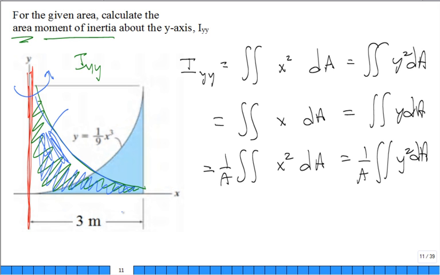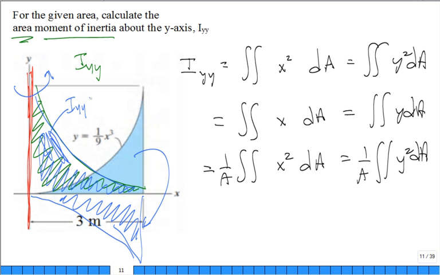Let's do this one. Take this one and flip it like that. So I just took this area and I flipped it over the x-axis. Will it have the same IYY, the same area moment of inertia around the y-axis? Yes, it will. Okay? So this one would have a much smaller IYY, much smaller than the original. How about if I flipped it like this? It would be even larger because more of the area is further away from the y-axis.